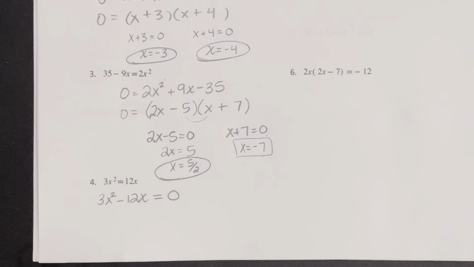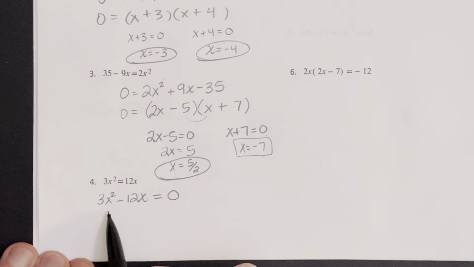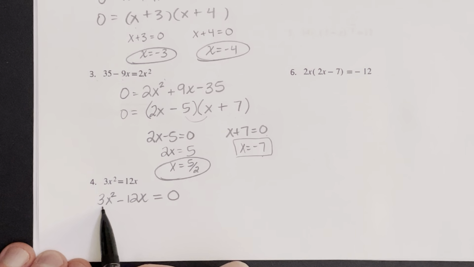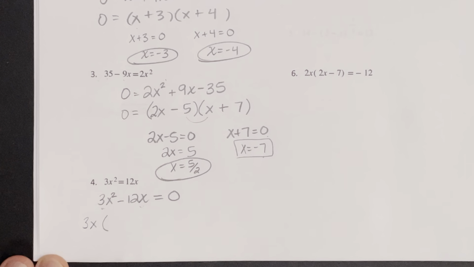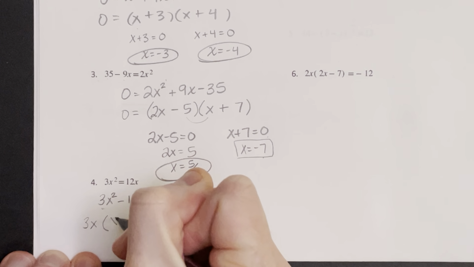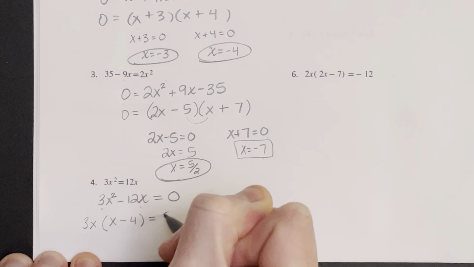This doesn't look like a regular factoring problem because it's not a trinomial. But my first rule of factoring has always been looking for a GCF. And there is a GCF between these two terms. It's 3x. So if I factor out 3x, this leaves me with x minus 4.